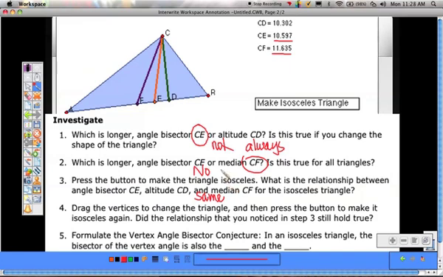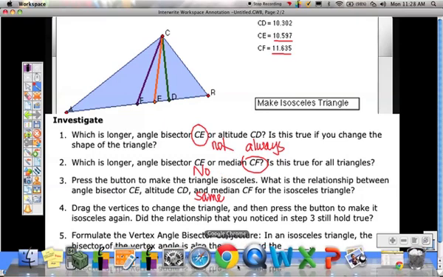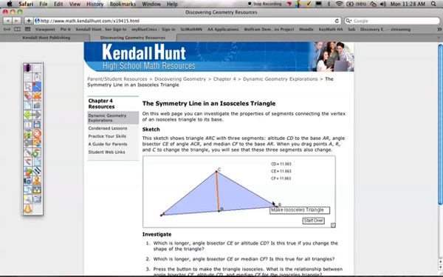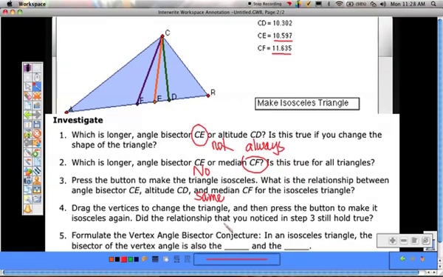Drag the vertex to change the triangle and then press the button to make it isosceles again. Did the relationship that you noticed in step 3 hold true? Okay, so let's try that. So change it, make isosceles. Yep, and they're all the same again. Yes, this is true. So formulate the vertex angle bisector conjecture.